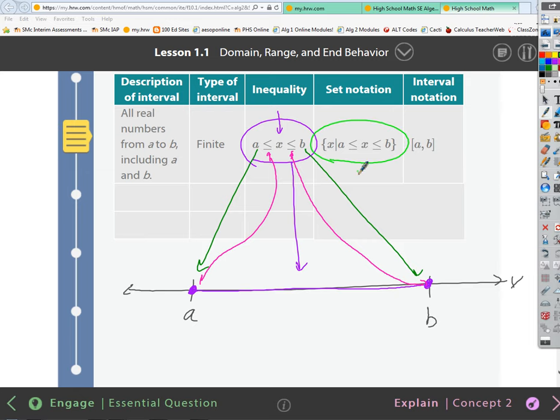There's really only two differences. What are they? In moving from the inequality to the set notation, the inequalities that we just wrote are included in the set notation. What are the other two parts though that you see?